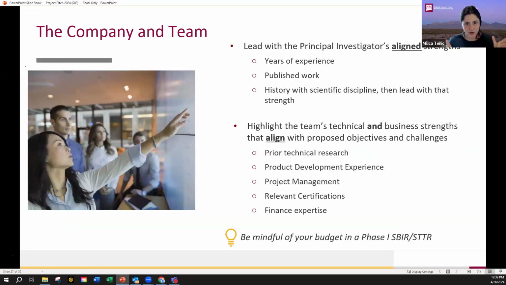Okay, and so when you describe your team, starting with your principal investigator, make sure that you are talking about their aligned strengths. Most PIs are going to have many years of experience, lots of published work. They're going to have a long history in a certain scientific or technical discipline, but we don't want to list everything. This isn't a CV. What you want to do is really highlight what aligns directly with the work that you are doing here. And the same thing for your folks that are on the technical and business side of your team. Really align what their strengths are with the work that you're completing.